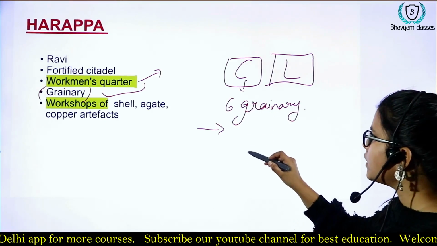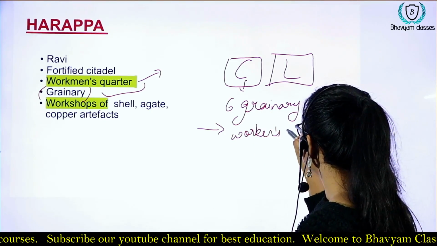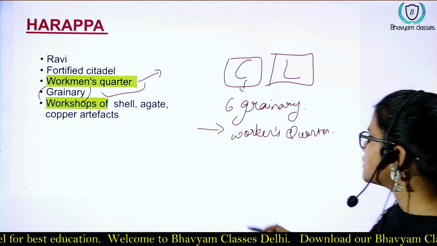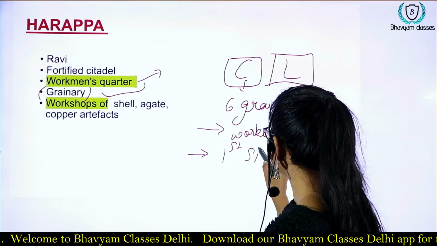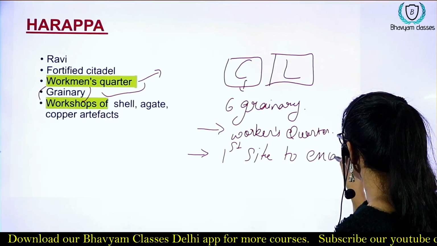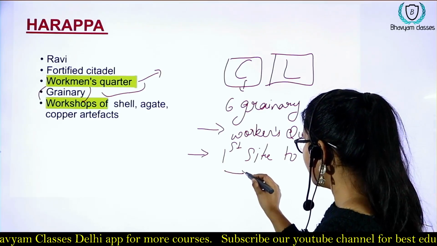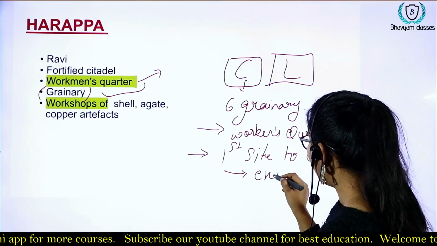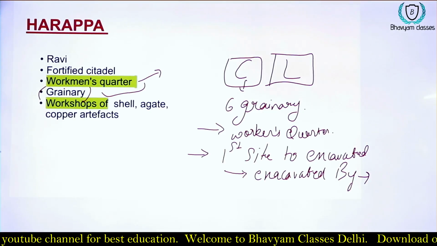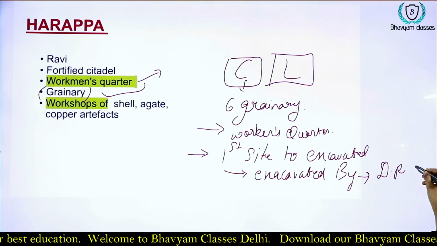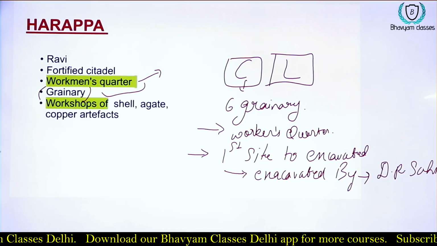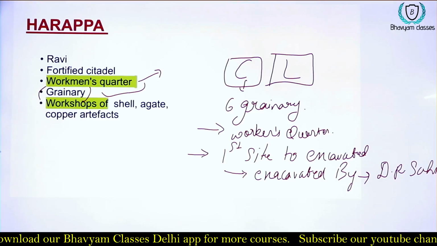In this particular citadel only we have found the workmen's or workers' quarter. Fine, we have found workers' quarter. And this is important because it was the first site to be excavated. It was excavated by R.D. Banerjee or Daya Ram Sahni. Fine. Very very important. Fine. The river is very important. It is on the bank of river Ravi.